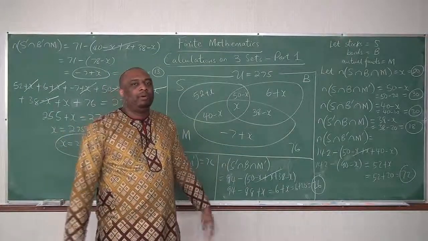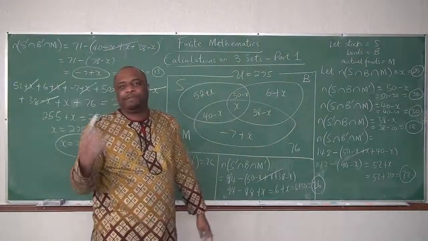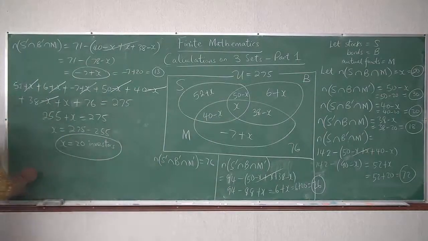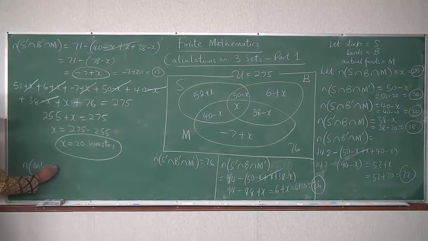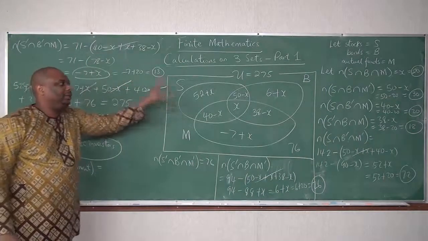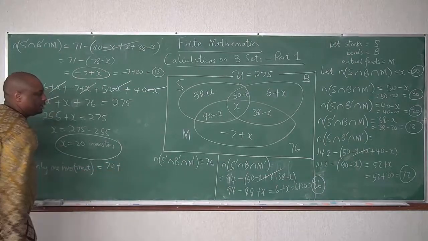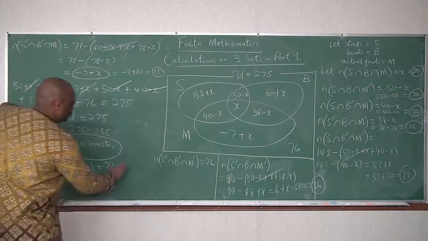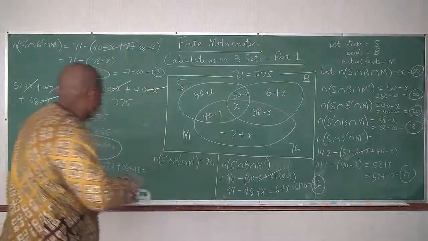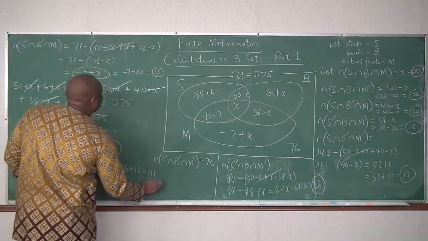Okay, we cleared that. Now, how many investors invested in only one type of investment? That's only one type of investment, meaning stocks only, bonds only, or mutual funds only. So that would be stocks only, 72, plus bonds only, 26, plus mutual funds only, 13. That is 72 plus 26 plus 13, which is 111 investors.